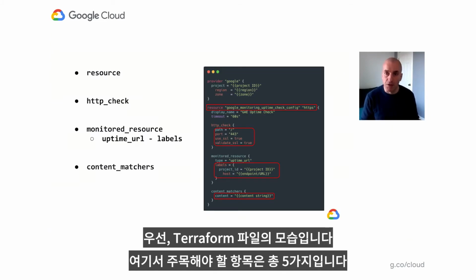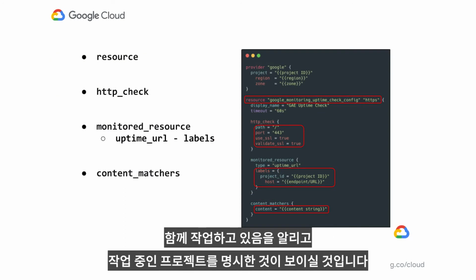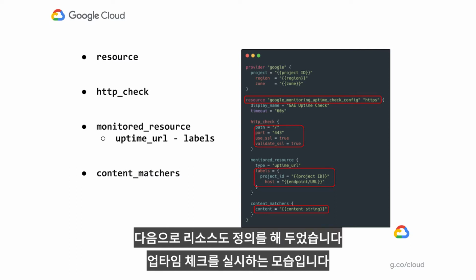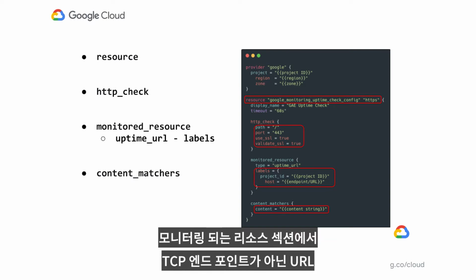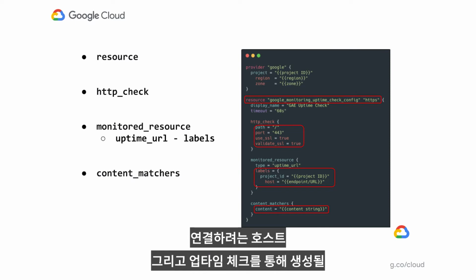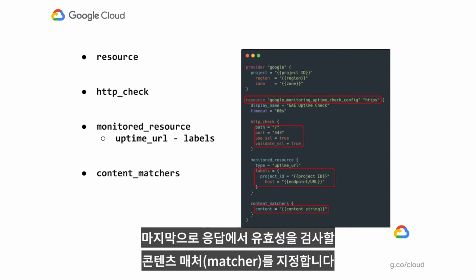There are 5 things to note here. First, at the very top, we specify the provider to let Terraform know that we're working with Google Cloud and to provide the project we're operating in. Next, we define the resource. It's an uptime check. In the HTTP check section, we specify the path and port to connect on and whether or not to use SSL. In the monitored resource section, we specify that we're checking a URL rather than a TCP endpoint, the host we want to connect to, and the project where this uptime check will be created. And finally, we specify a content match string we want to validate in the response.